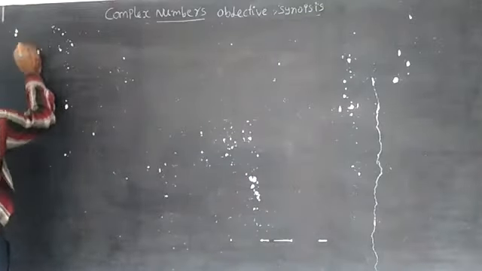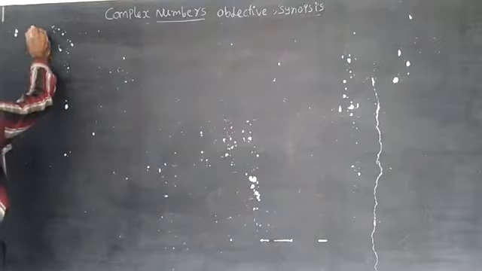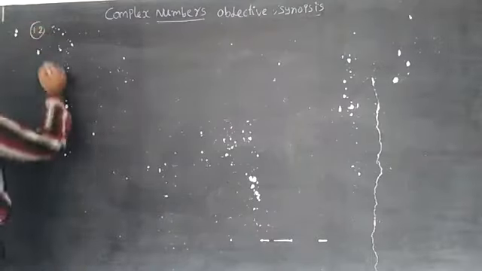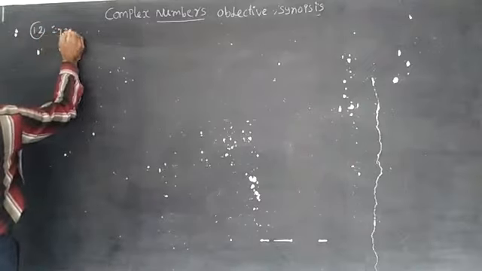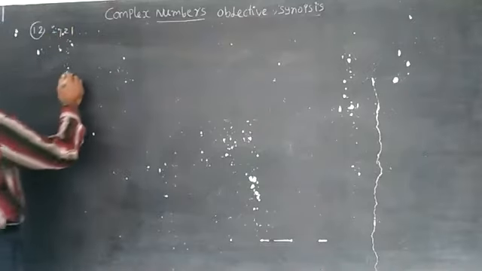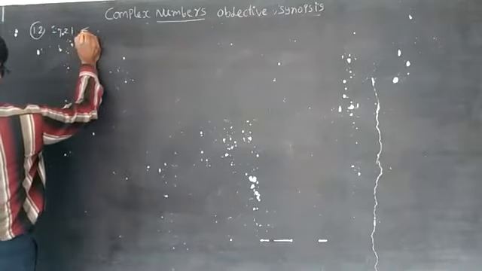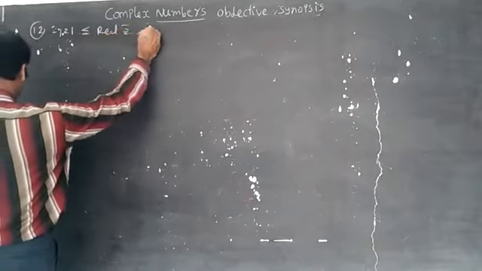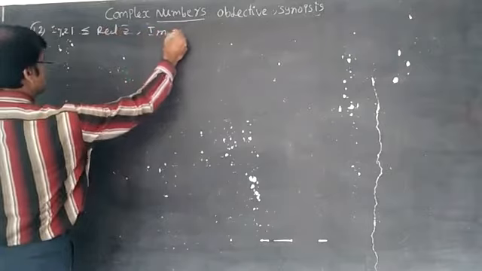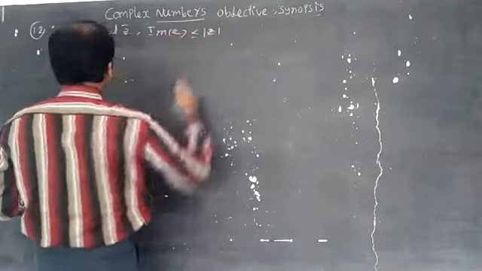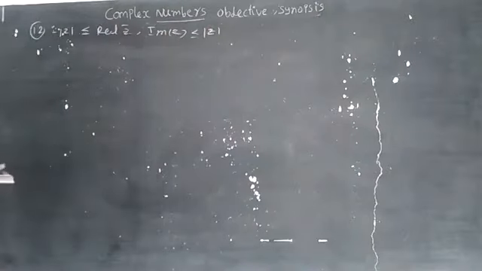Next property, 12. Modulus of minus z, less than or equal to real z bar, imaginary z bar, less than or equal to modulus of z. So minus modulus of z is less than or equal to real z bar.